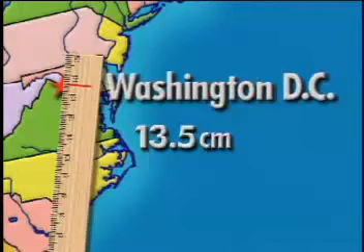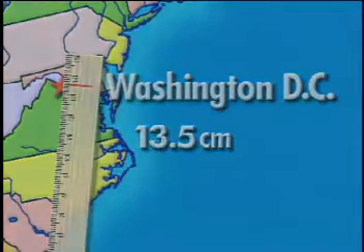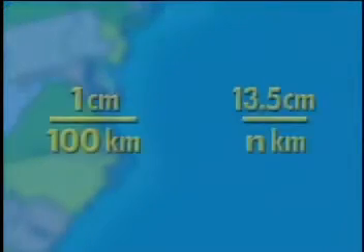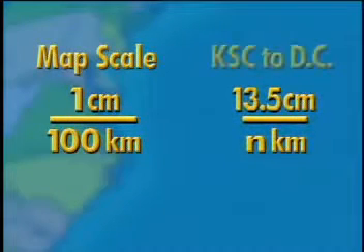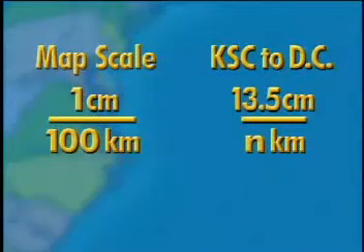Now we have all the information we need to set up our proportion. Remember, guys, a proportion is a pair of equal ratios. The first ratio is the map scale, and the second ratio is the distance from Kennedy Space Center to Washington, D.C. Let's set these two ratios equal to each other. N represents the distance that we are trying to calculate. This proportion can be read as 1 centimeter is to 100 kilometers, as 13.5 centimeters is to n kilometers.